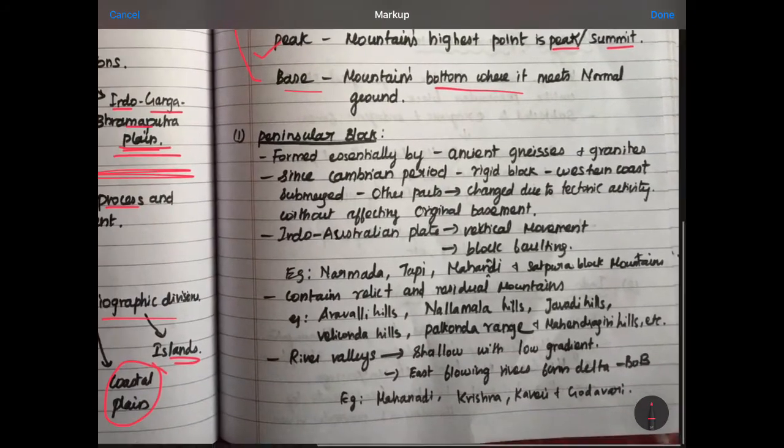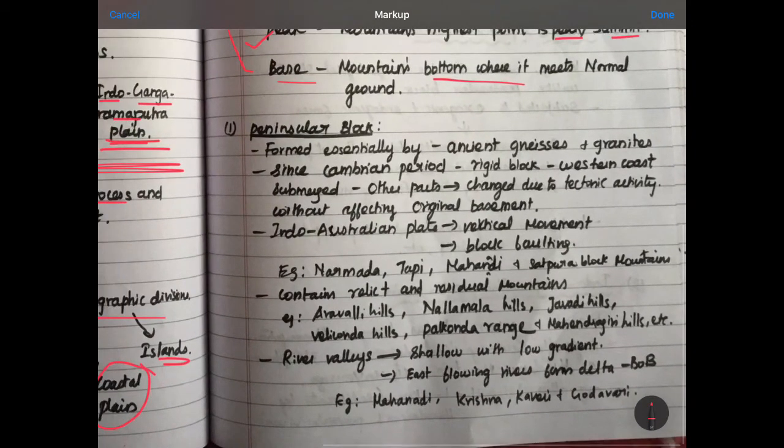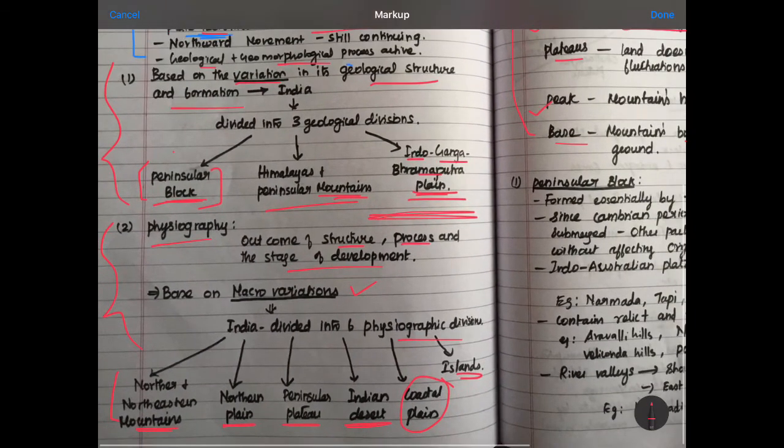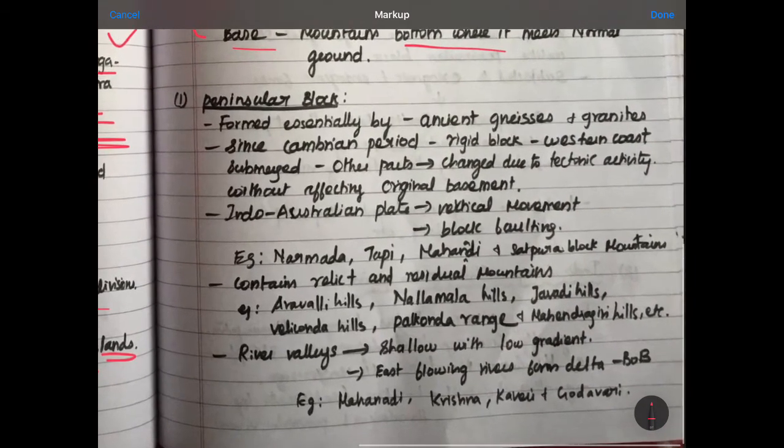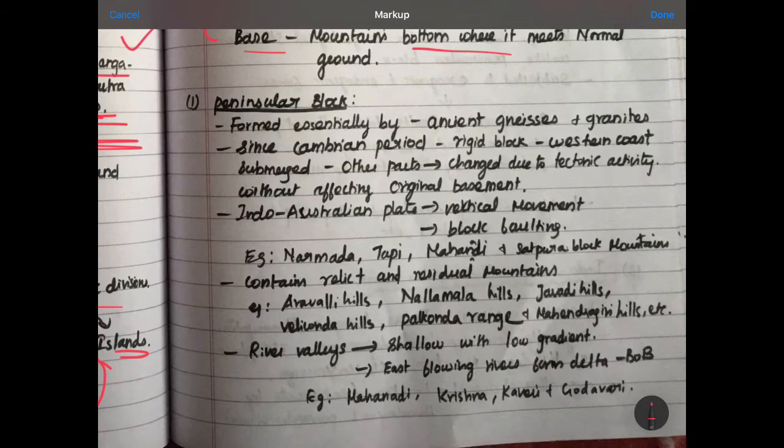Let's see what the Peninsular Block is. Here I am going to talk about these three classifications: the Peninsular Block, the Himalayas and Peninsular Mountains, and the Indo-Ganga-Brahmaputra Plain. The first one is the Peninsular Block. The main composition of this block is ancient gneisses and granites.